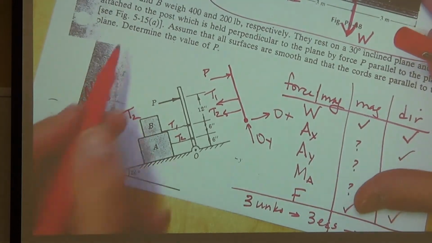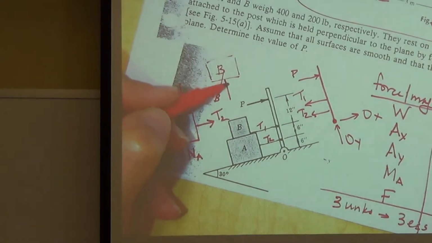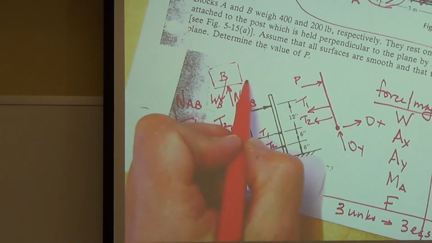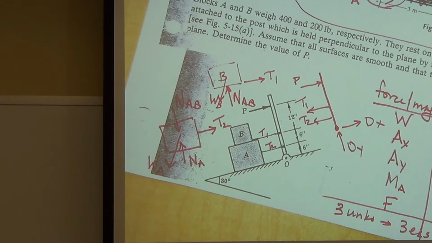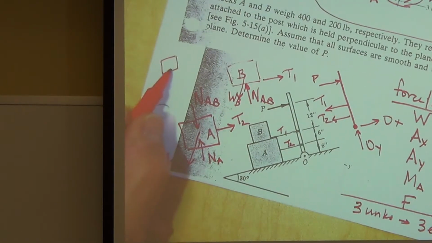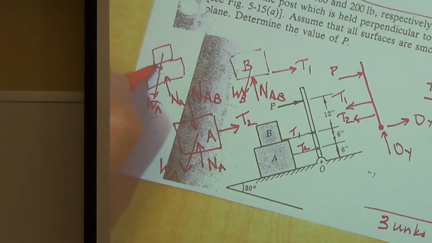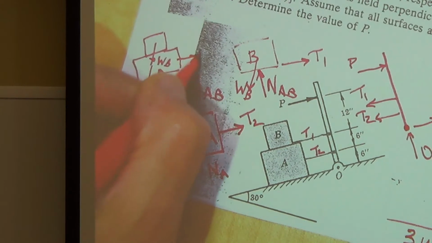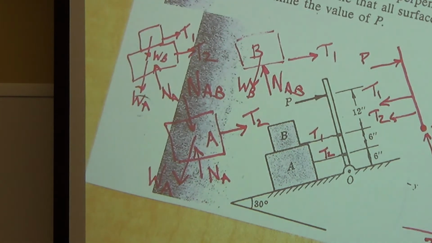And then if I drew a free body diagram of B, I would have the weight of B, the normal from A to B, and the tension 1, right? So I could really have 3 different free body diagrams. If I drew a free body diagram of A and B together, what would cancel out? The normal between them. So I would still have normal A, weight A, weight B, tension 2, and tension 1. The only thing that dropped out was the normal between them.